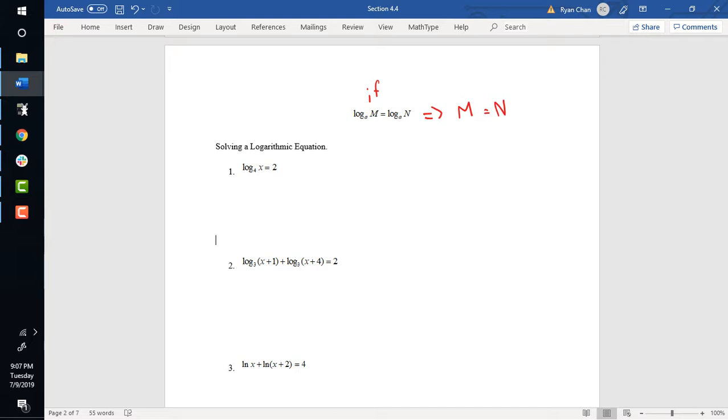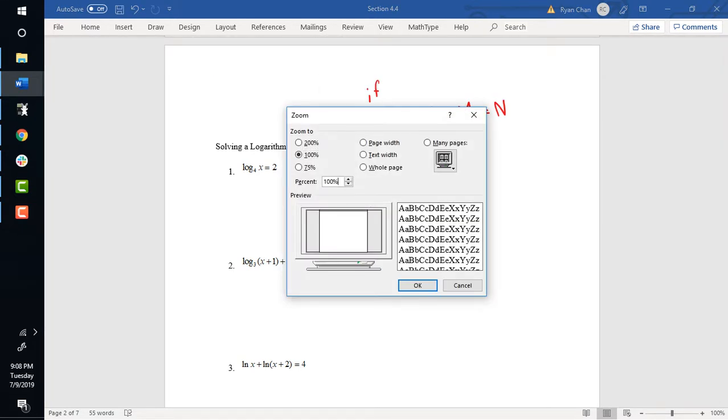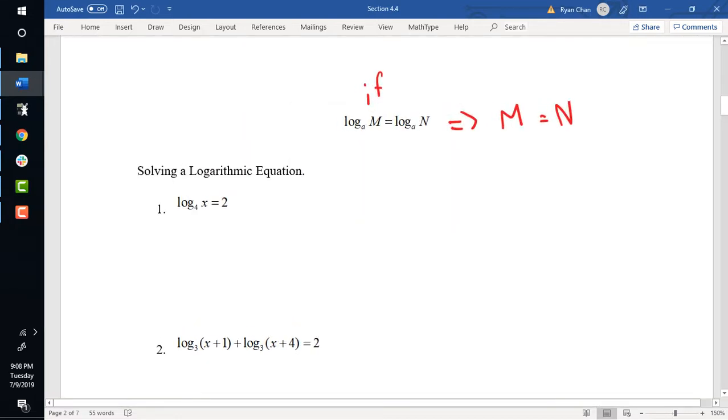So let's talk about this right here. When you're solving a logarithmic equation, remember there's a lot of things you can do. You can do the swap rule from section 4.2. Let me show you this from problem 1. Let me zoom in. Okay, there we go. Sorry, my apologies.